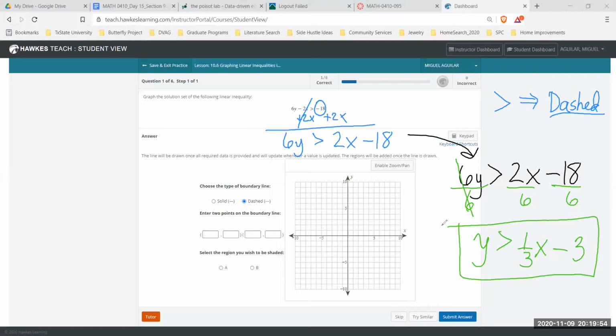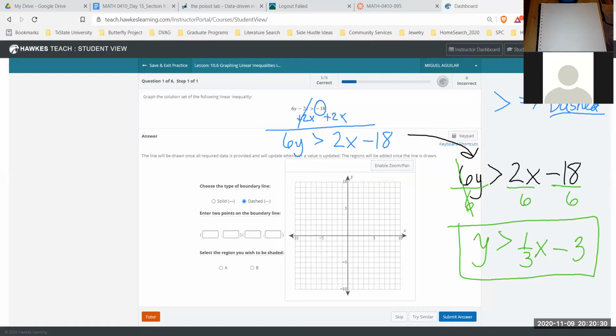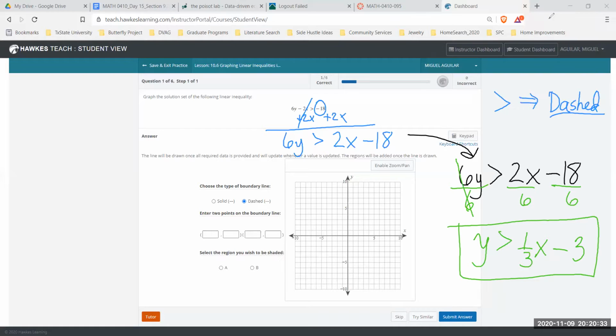I don't see anything. Are you guys having trouble seeing what I'm writing on the screen? Yes. Is anybody else having trouble with the screen share? No. Let me do it by hand also over here.